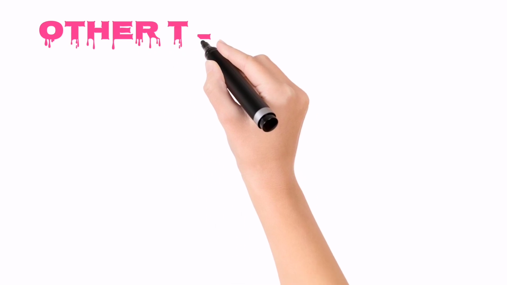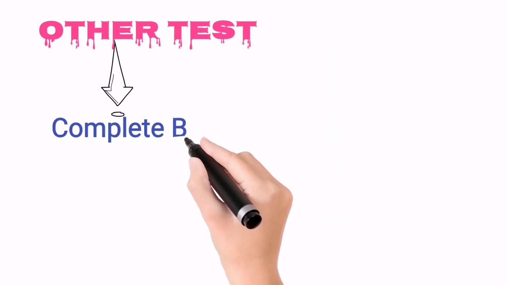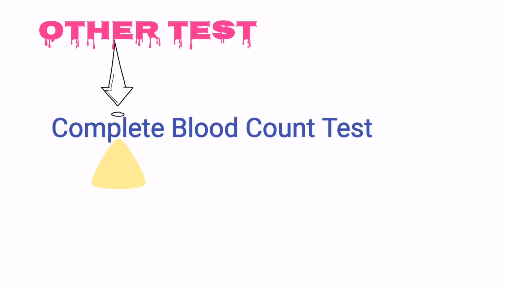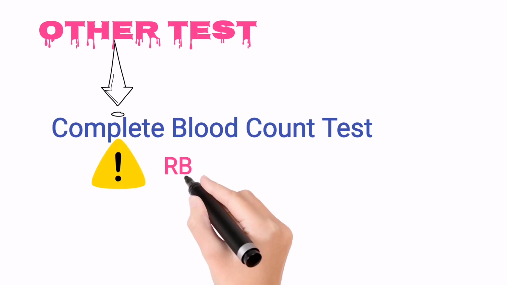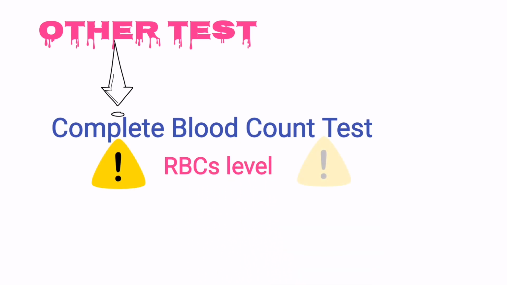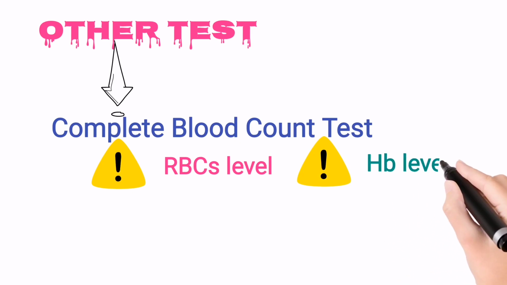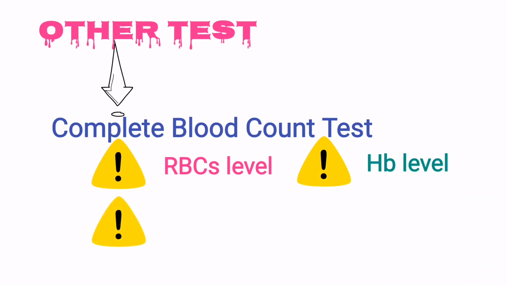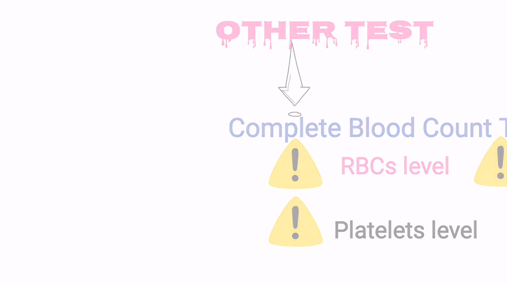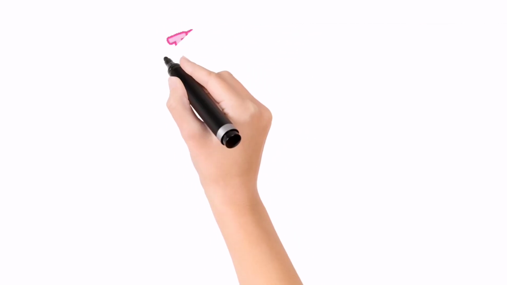Other blood tests include complete blood count, in which we look at the red blood cell level, hemoglobin level and platelet level. Through this test, we can confirm whether any hemorrhagic events have occurred or not in a dengue patient.